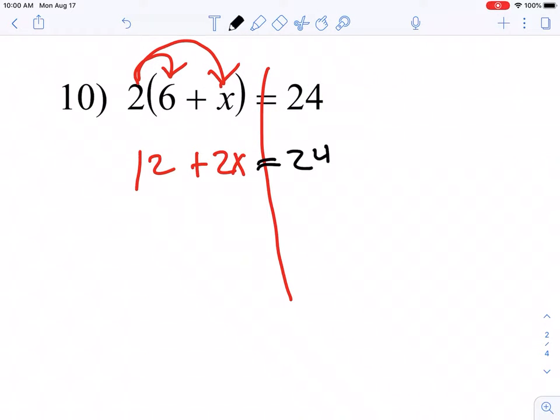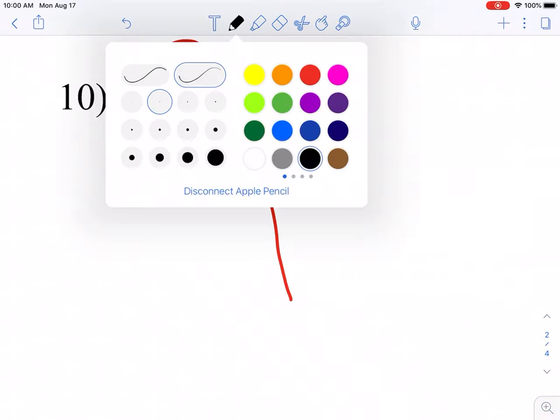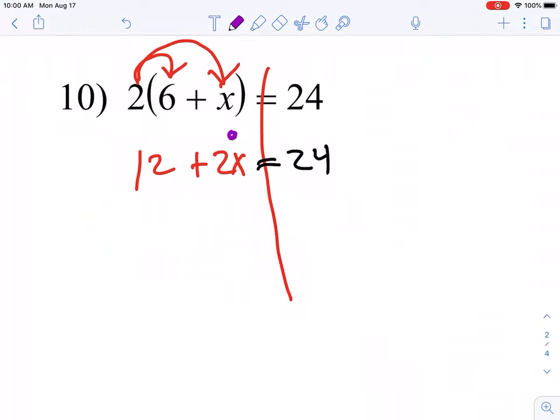That's what gave me my red values there. 2 times 6 is 12. 2 times x is 2x. Now I have in purple multiplication here and addition here. So I'm going to take care of my addition number first. I get rid of addition by subtracting. So I'm going to subtract 12 from both sides.